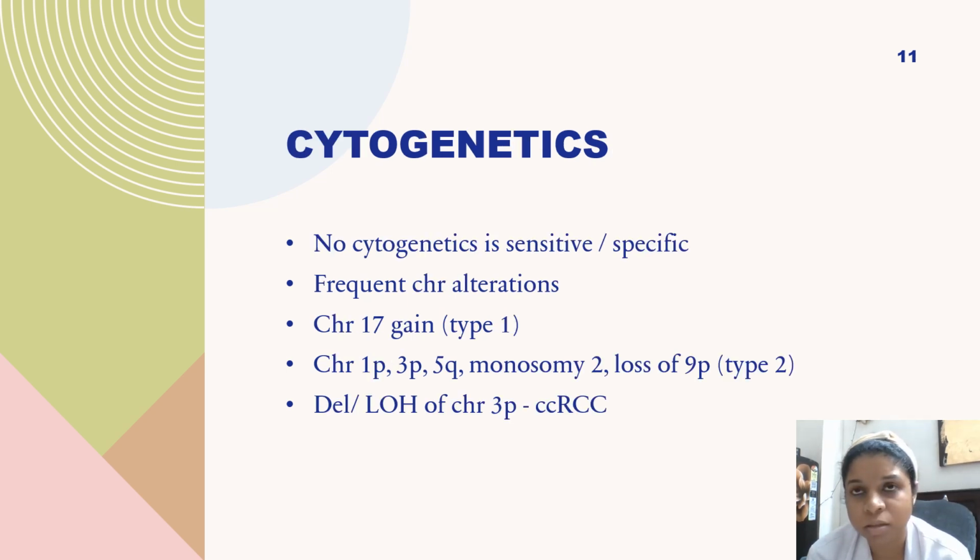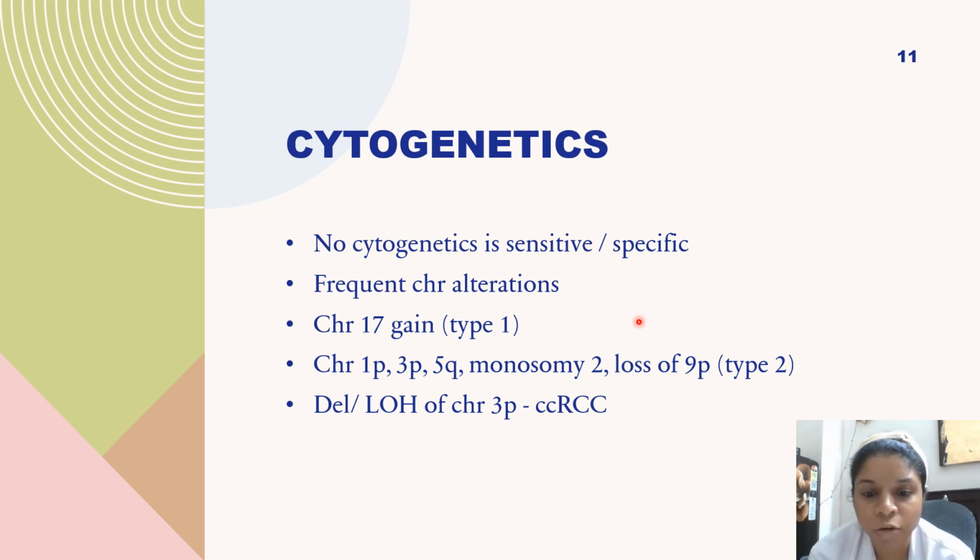So ideally, you should call it papillary RCC mainly when one of the four classifications I mentioned is there: the reverse polarity, Warthin-like, biphasic alveolar squamoid, or hyalinizing psammomatous type. All others have different molecular entities or are separately described in the WHO. Cytogenetics wise, there is no cytogenetic finding that is very sensitive or specific to papillary RCC. However, there are frequent chromosome alterations like chromosome 17 gain, which is more seen in type 1. In type 2, you can get chromosome 1p, 3p, 5q alterations or monosomy 2 or loss of 9p.